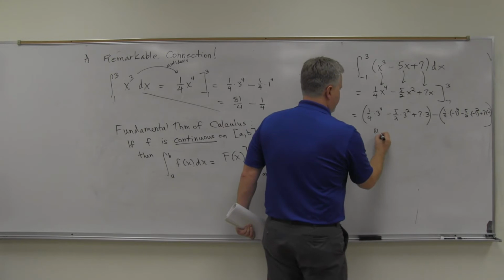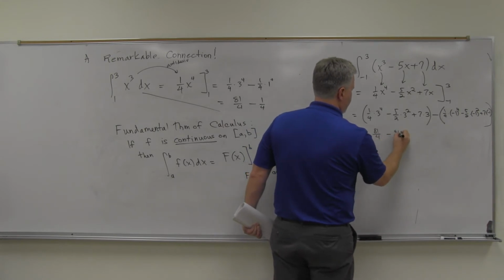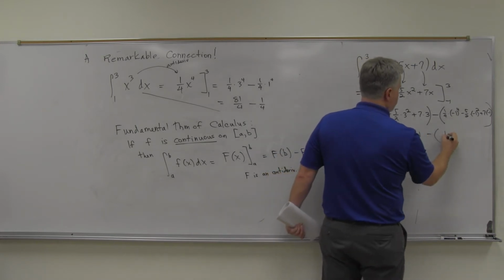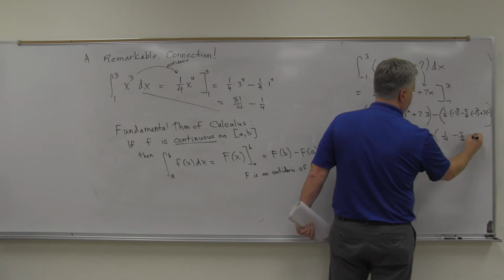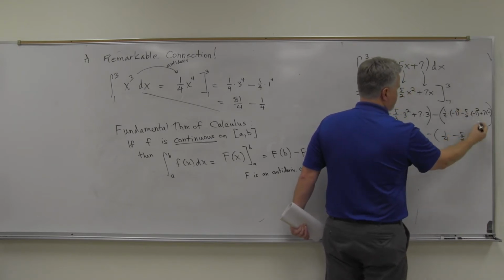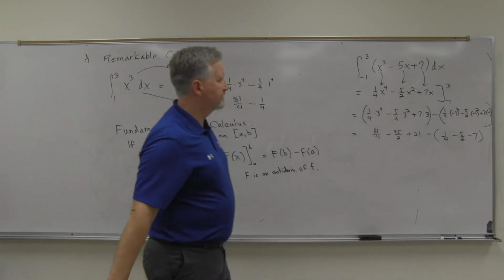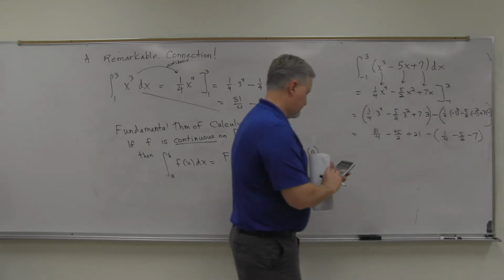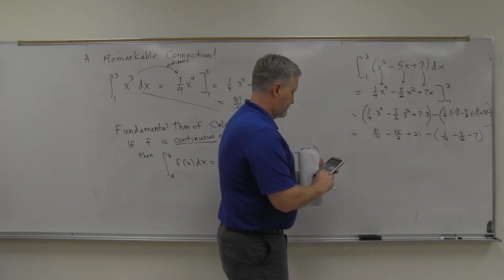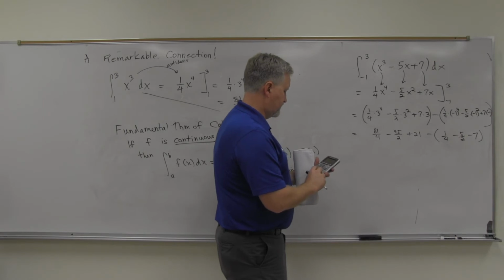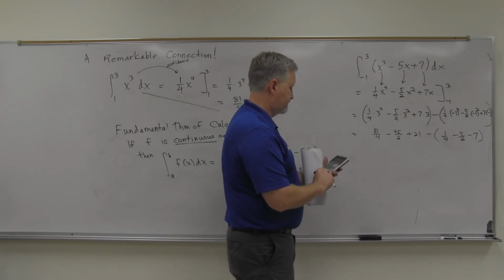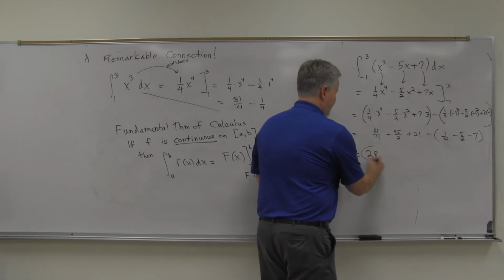And then just crank out the numbers. This would be 81/4. Let's see, that'd be minus 45 halves. Doing that quickly, but this would be minus 1/4, minus 5 halves, minus 7. Because the -1 to the fourth is positive 1, -1 squared is positive 1. So, right? And then just crank out those numbers. 81/4 minus 45 halves plus 21, minus parentheses 1/4 minus 5 halves minus 7, 28. Wouldn't guess it's been a whole number.